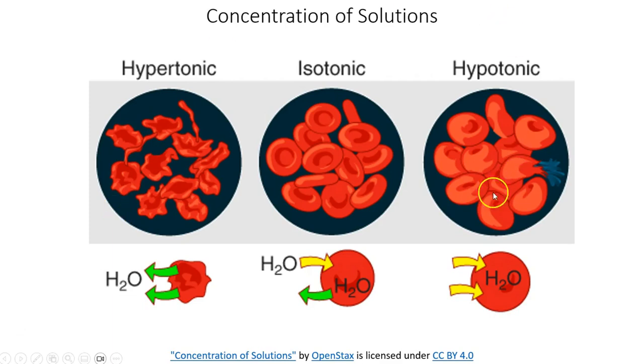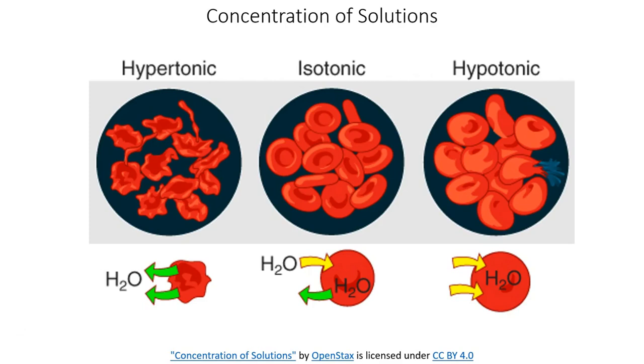On the flip side, over here on the right, a hypotonic solution, so the concentration of solutes outside of the cell is lower than what's inside of the cell, so our water is going to move into the cell to try to equalize those concentrations.